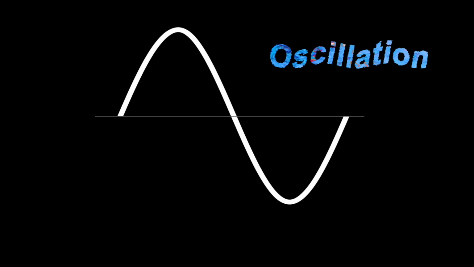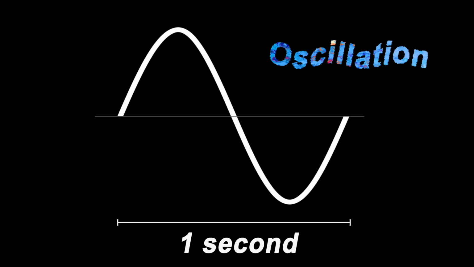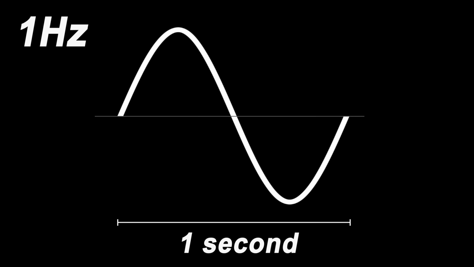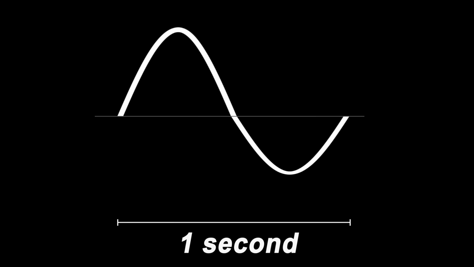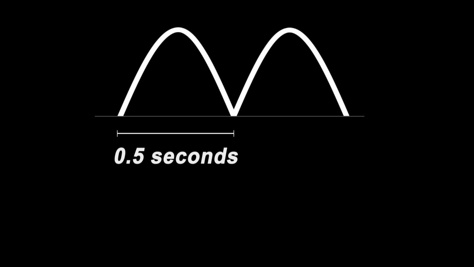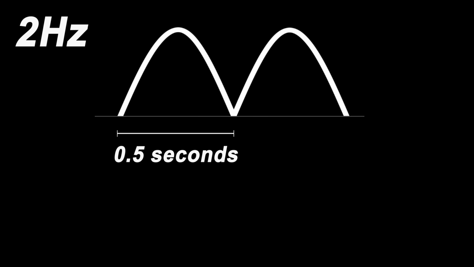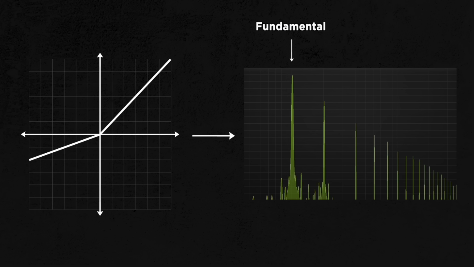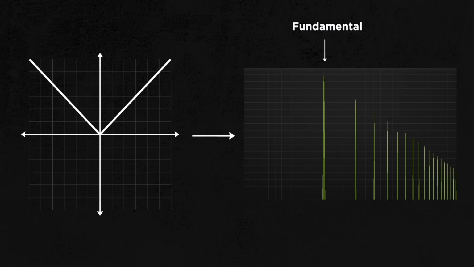If I have a wave that did 1 full oscillation in 1 second, it would be a 1 Hertz wave. But when I flip the negative part of the wave to be positive, all of a sudden, what was originally 1 oscillation turns into 2 oscillations because the wave now repeats itself over a shorter time. So the length of 1 oscillation is now half a second or 2 Hertz. By flipping the negative parts of the wave to be positive, we've doubled the fundamental frequency.